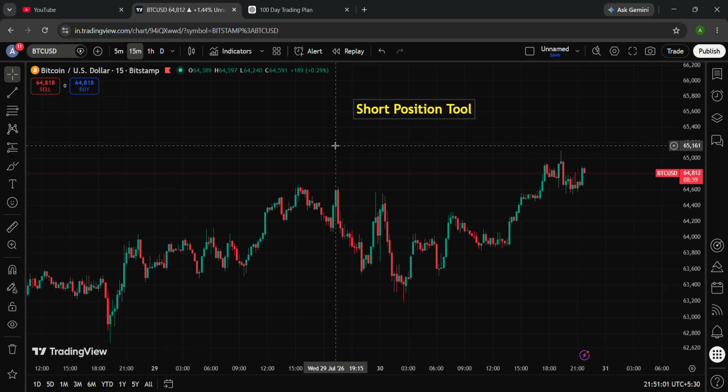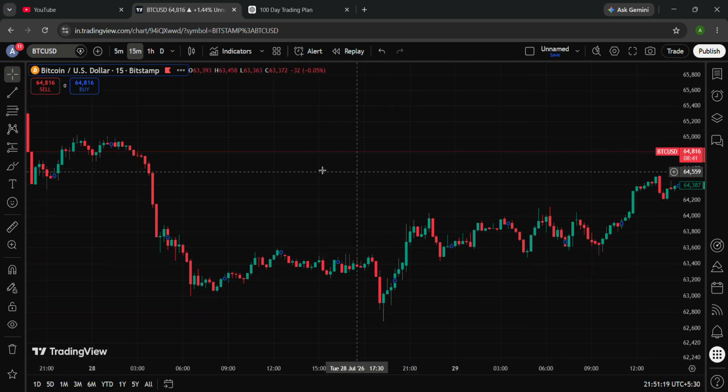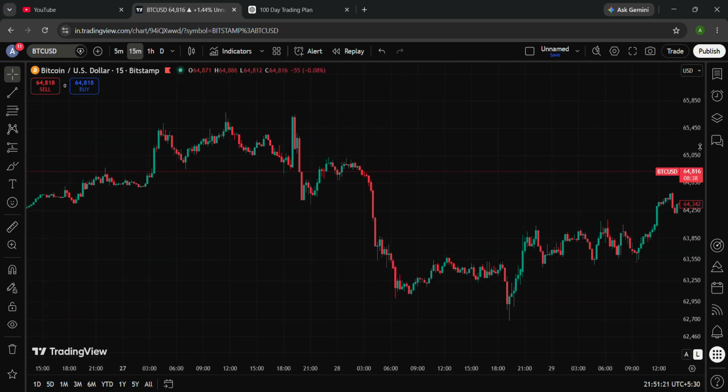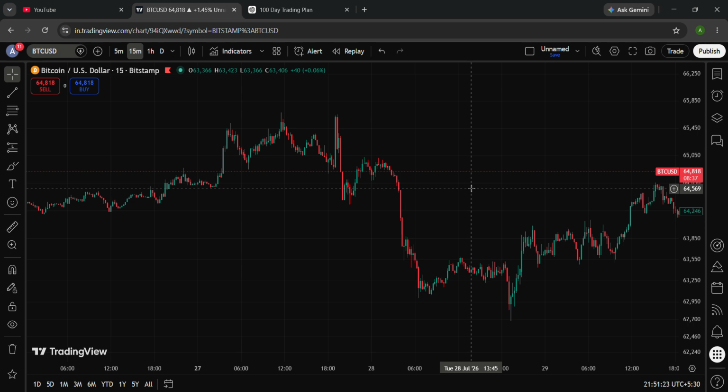A short position is equivalent to selling first, when we are selling the market and then buying back. That is exactly called a short position. These are the exact same things. So let me just show you an example of that. Okay, so this is the market. We're just using a chart of BTC Bitcoin.